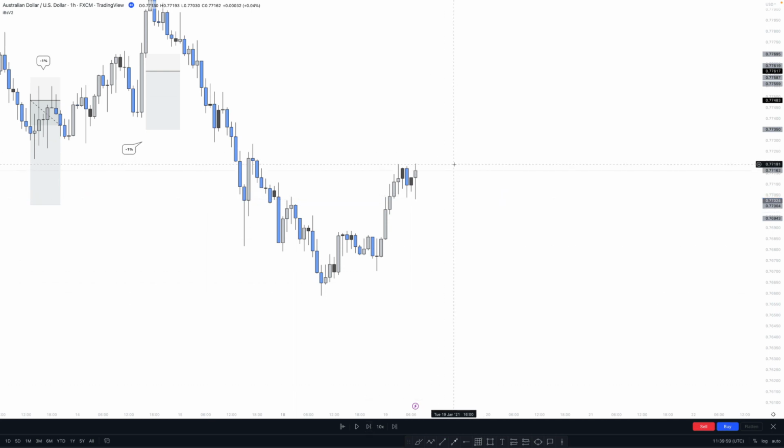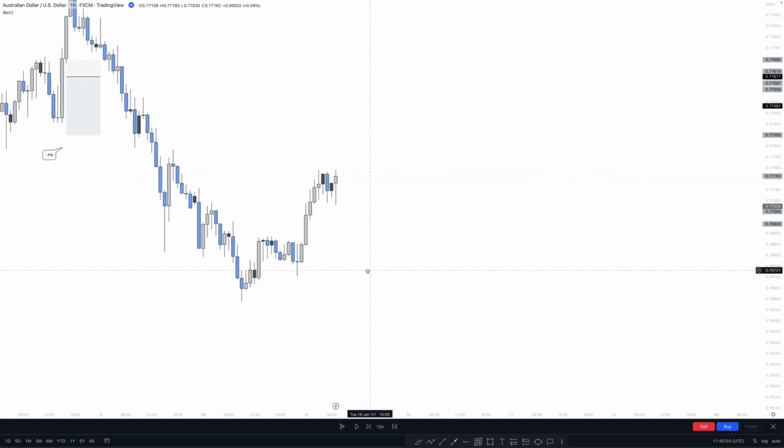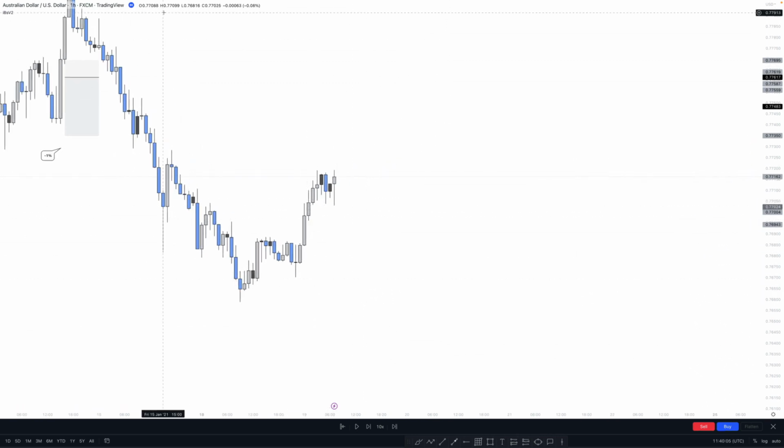We broke the high, so it would not be valid, or we didn't. When you're not sure if price broke the high or not, guys, you have numbers here. It says high, low. So you're looking at the high, 77191, and this was 77193, and this was 11. So yeah, we did break the high.